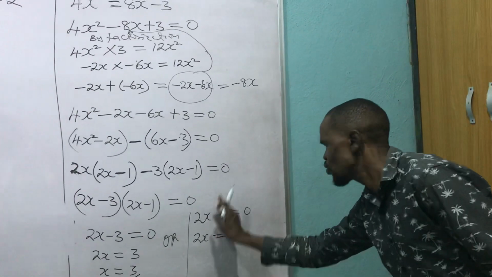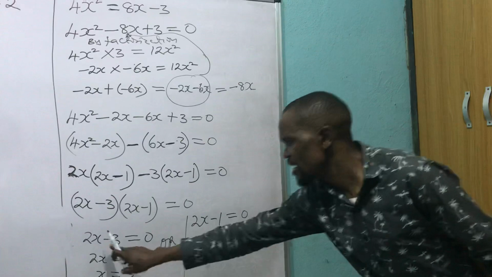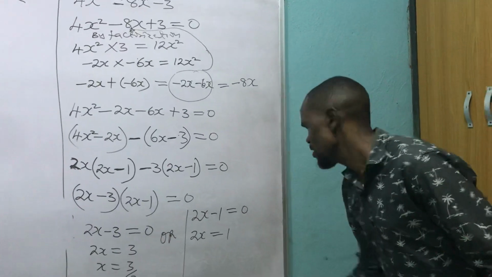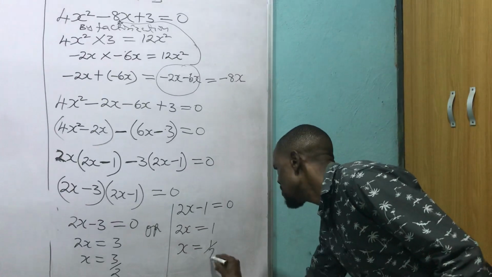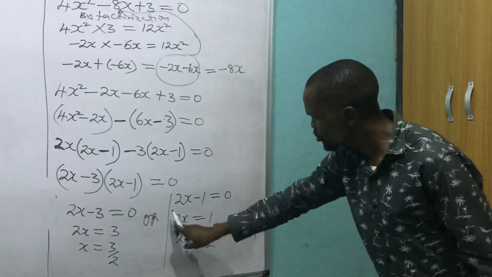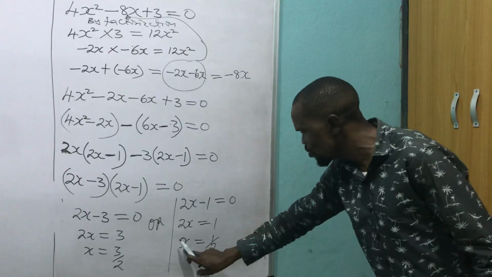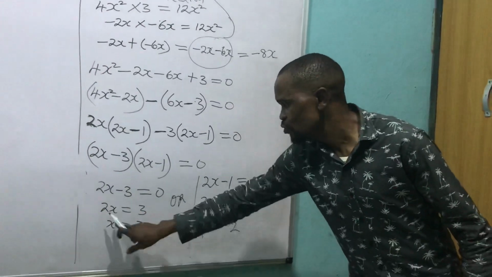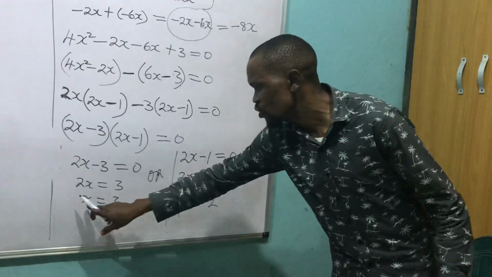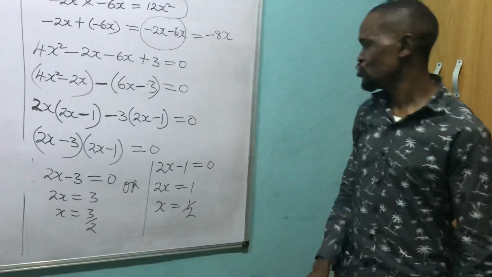How do I get 1? This crossing over here becomes 1. Looking at here, this one crossing over becomes 3. And I will have x equal to 1 divided by 2. How do I get 1 divided by 2? Divide 2x by 2, this will leave me with x. This will leave me 1 over 2. Divide 2 by 3, this will divide 2 by 2. This one will leave me with x. This one will give me 3 over 2.